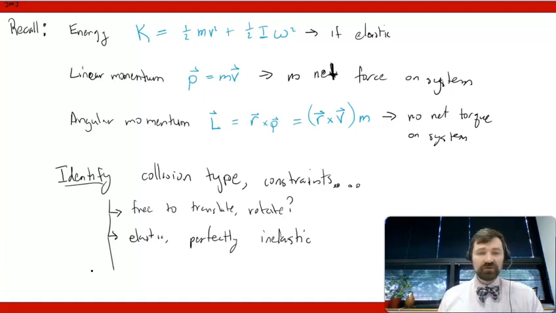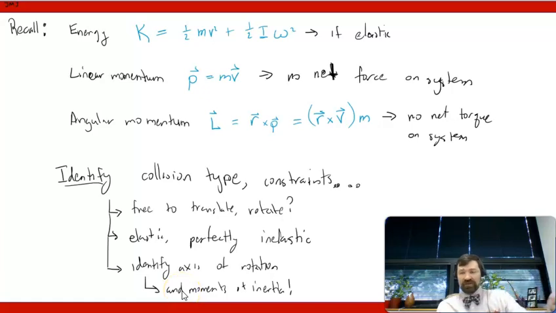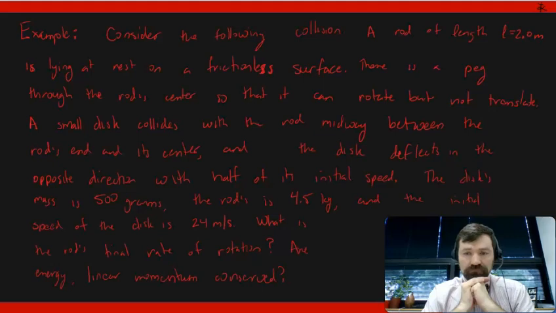And then, of course, the other bit to all of this is we need to identify where the axes of rotation are, where moments of inertia are, etc. First, we have to identify where the axis of rotation is in order to then calculate the moment of inertia or relevant moments of inertia about that axis. All right, so let's consider an example.